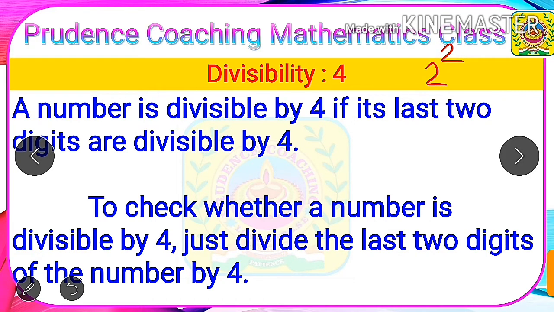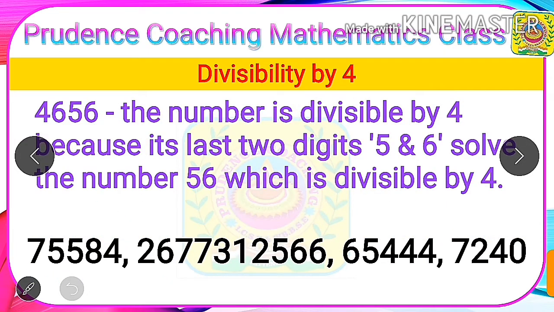So we are having 2 in our power. So we will check the last two digits. So let us understand this with the help of some examples. 4656. Students, it is a big number, and if we are asked to divide it by 4 and see whether it is divisible by 4 or not, it will consume some time. So let us see the trick.